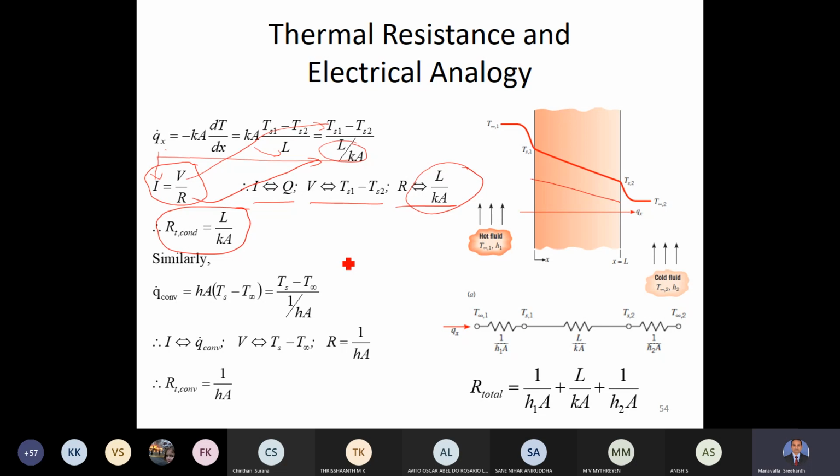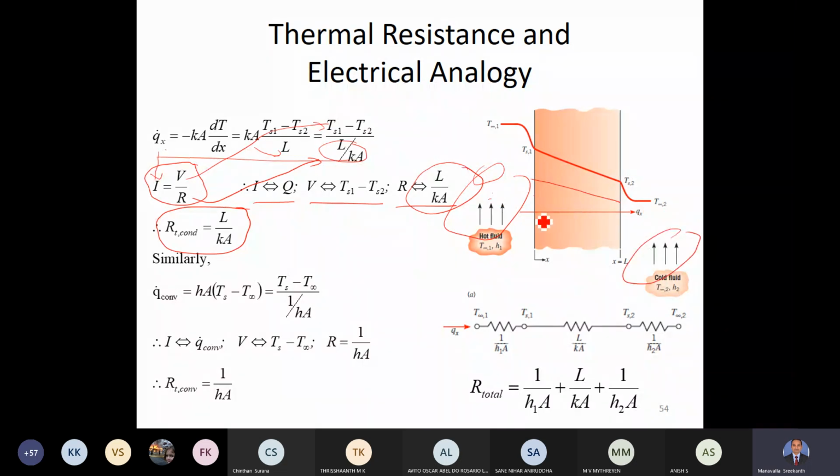Similarly, if you take this entire situation, you have some convection environment here, and heat has to flow from this point to this point, so from the fluid to the surface. So here also there is heat transfer, and there is a temperature difference. Therefore, here also there will be some kind of resistance. But this resistance will not be conduction resistance, it will be convection resistance. Similarly, on the other side, there is a fluid, therefore there will be some convection resistance.